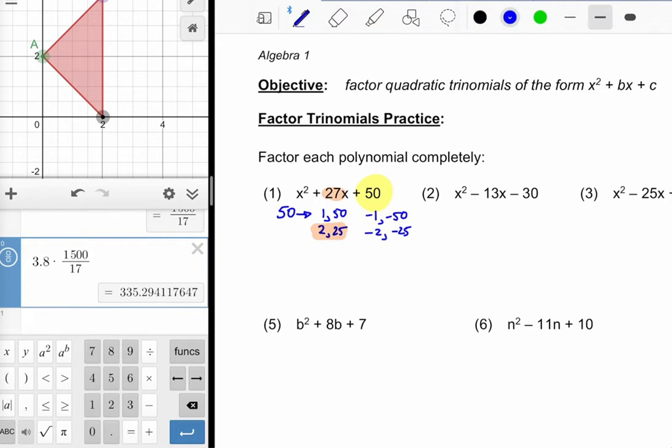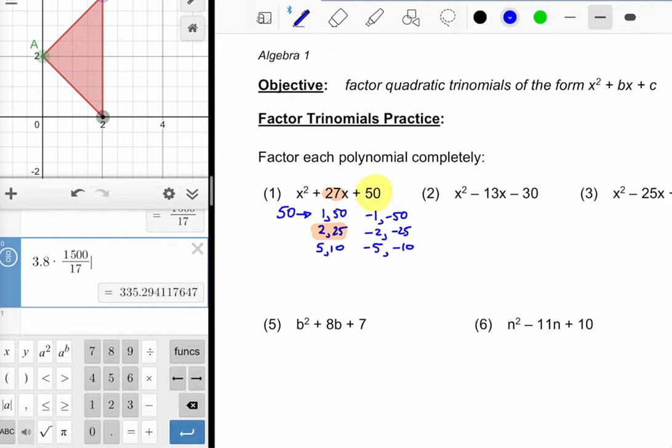If you don't recognize it at first glance, or maybe you like to make the whole list first and then sit down and look at it, that's fine too. 3 doesn't go into 50, 4 doesn't go into 50. 5 does, so 5 and 10, -5, -10. 6 doesn't, 7 doesn't, 8 doesn't, 9 doesn't, 10 does, but we already have the combination including 10 and 5. And so everything after that is going to be a repeat.